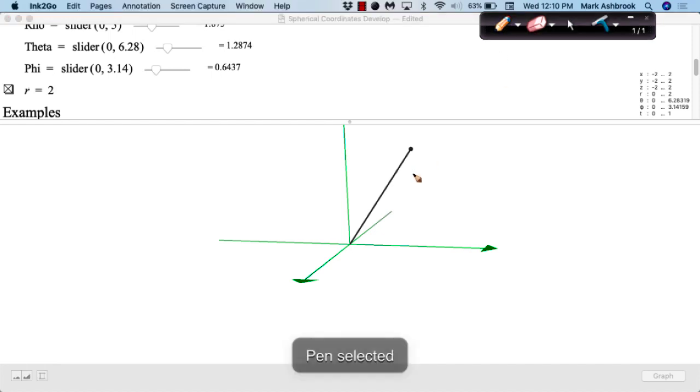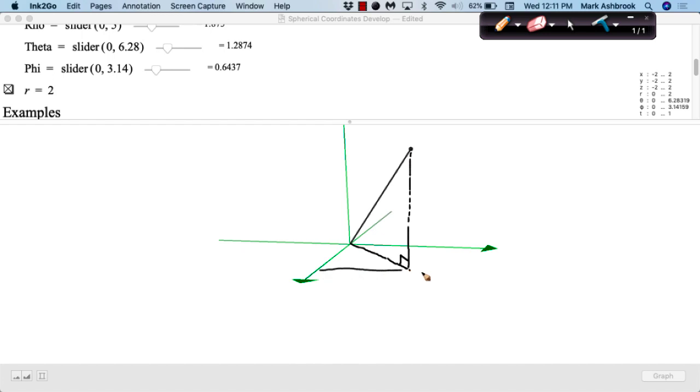So what we're going to do is draw some triangles here. I'm going to drop straight down into the xy plane, and then from there, I'm going to go straight to the origin in the xy plane. So this is a right angle, right? And then from here, I'm going to draw this, and that. Okay, so given these pictures, this is a right angle here.